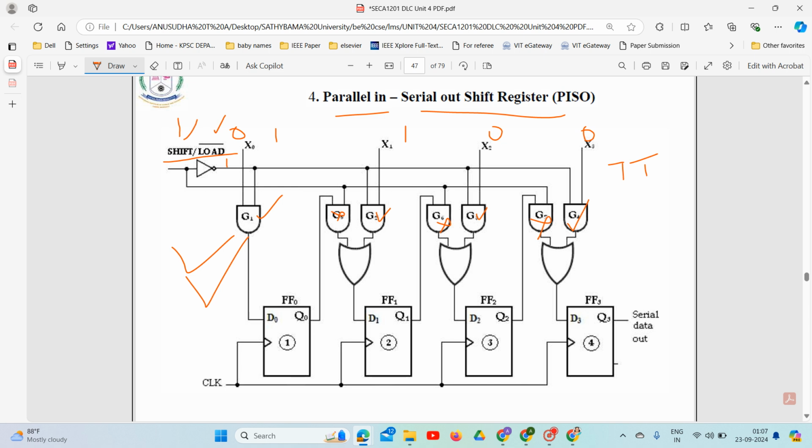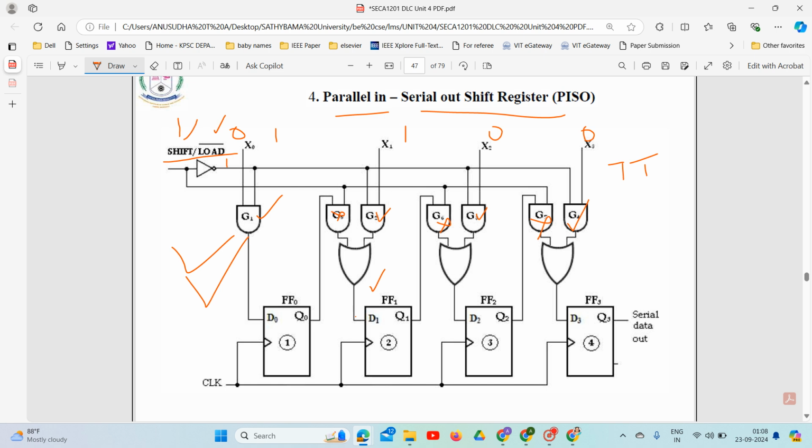So at the input of each flip-flop we have one OR gate, right? Through the OR gate we are feeding the input for the second flip-flop, third flip-flop and the fourth flip-flop, except flip-flop 1. In flip-flop 1 we are giving directly the output of AND gate G1, right? So once we store the data parallelly in each flip-flop, now I need to perform the shift operation because it is a serial out register.